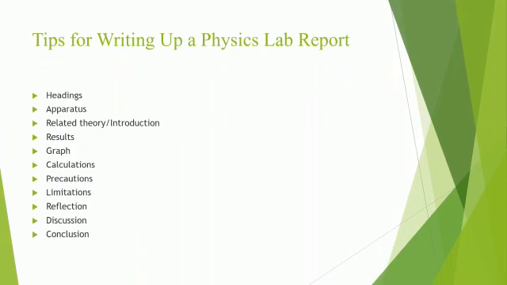So, tips for writing up a physics lab report. The tips I'm giving now can be used for any of the labs, whether it be chemistry, biology, whichever. Each lab has a format to follow: name, experiment number, date, apparatus or materials, related theory, results, graph, calculations, precautions, limitations, reflection, discussion, conclusion. I'll be going through each of these briefly, just for you to understand what is necessary when writing up the lab report.